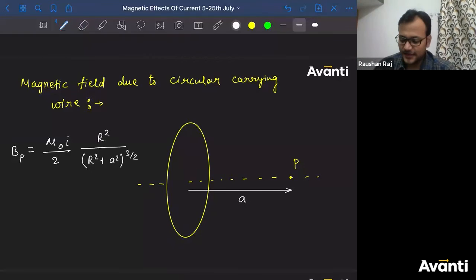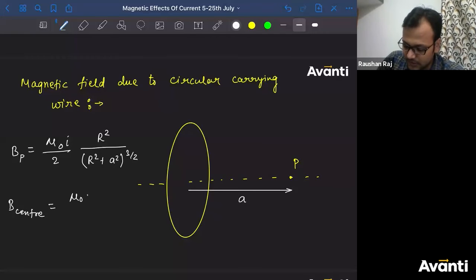No problem. Guys, did you remember this part? The magnetic field because of a circular current carrying wire at an axial position will be mu naught I by 2 into R square divided by R square plus A square to the power 3 by 2. It is very important, remember it. What will be the value of B at the center, guys? We have already derived this part. So mu naught I divided by 2 into R.